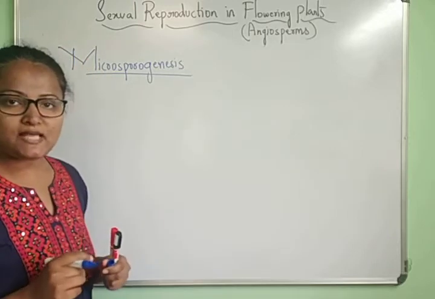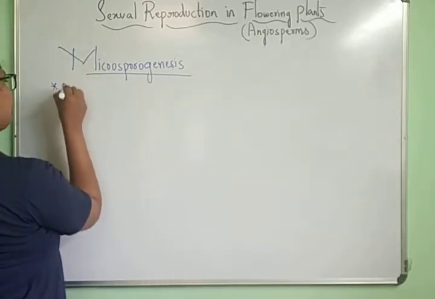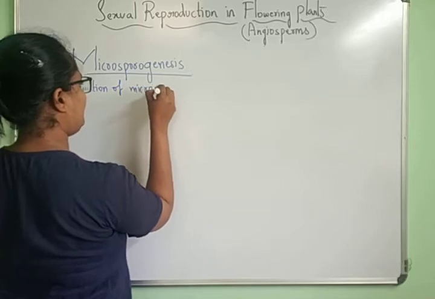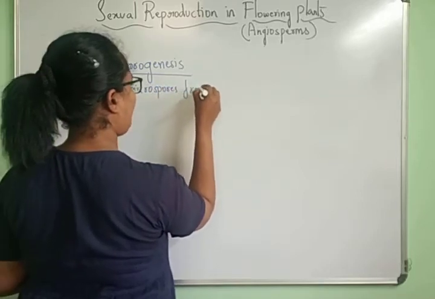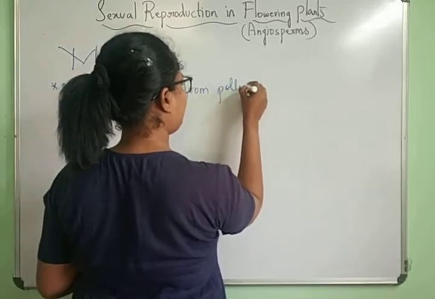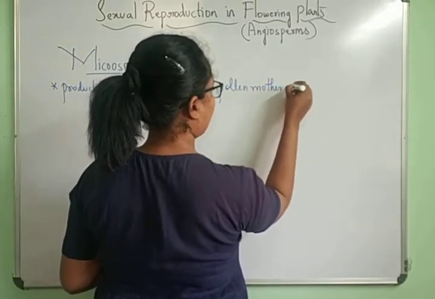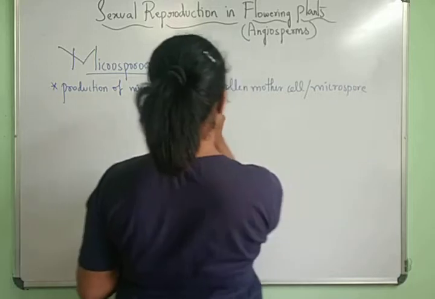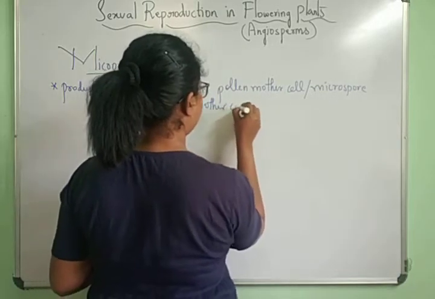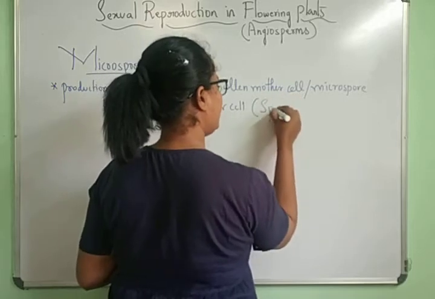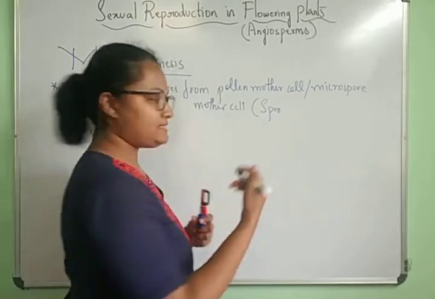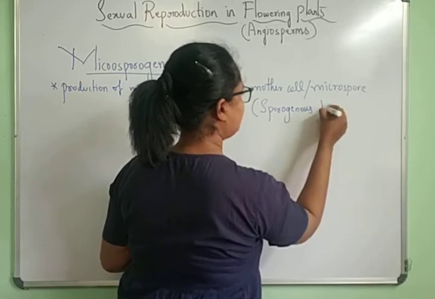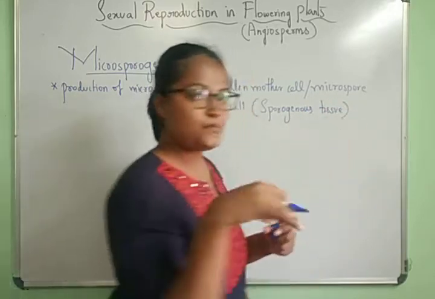So microsporogenesis, as the name indicates, what happens? Production of microspores from the pollen mother cell or microspore mother cell, which, as we have discussed in the last session, are present in the sporogenous tissue which is present in the sporangium.